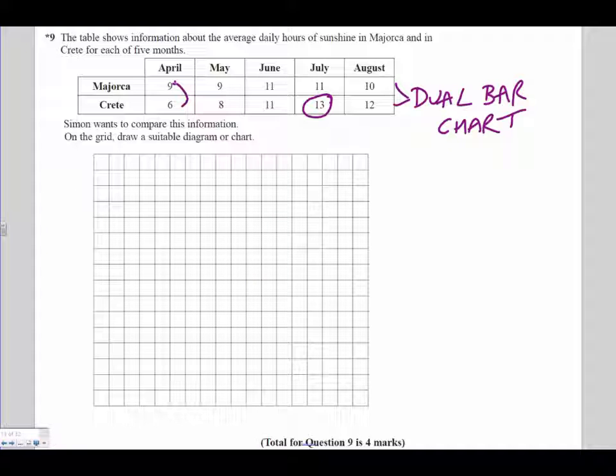So we should label the axis and put our scale on that axis. So if 0's here, 1, 2, 3, 4. This is 5 hours, 6, 7, 8, 9. This would be 10 hours, 11, 12, 13, 14. And that would be 15 hours of sunshine. So don't forget to label the axis.